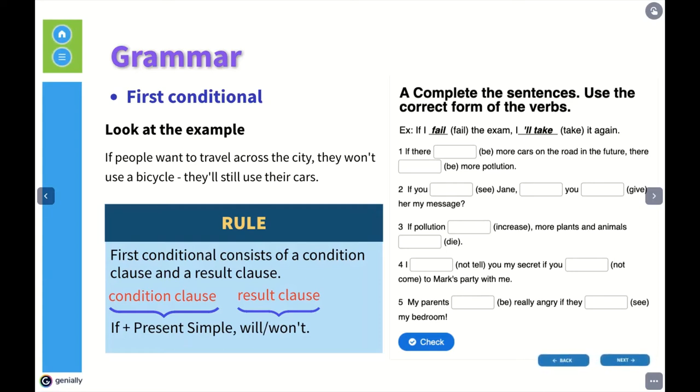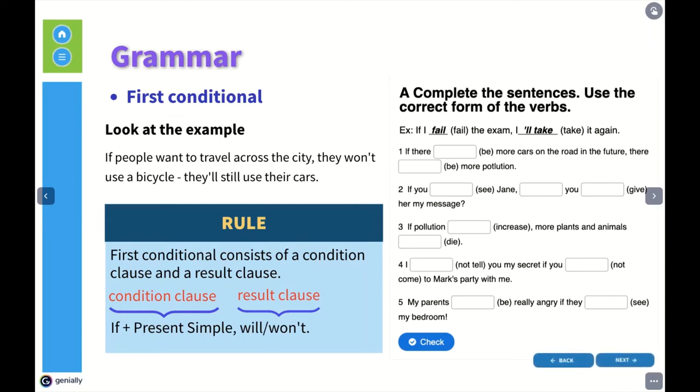Okay, look at the rule. First conditional consists of a condition clause and a result clause. So remember that when you talk about first conditional, you need two clauses: a conditional clause and a result clause.